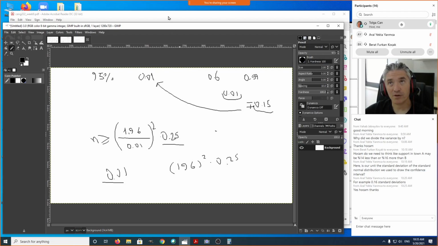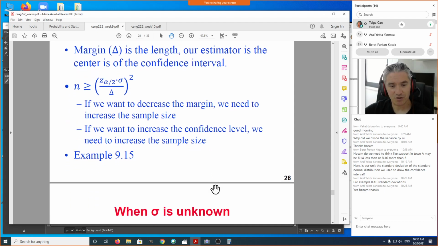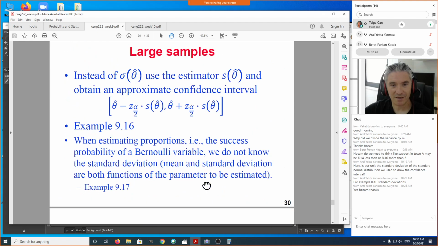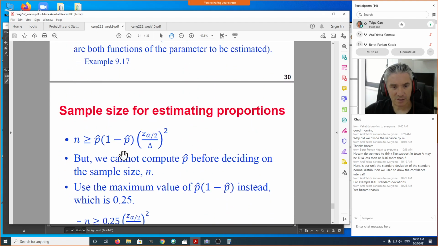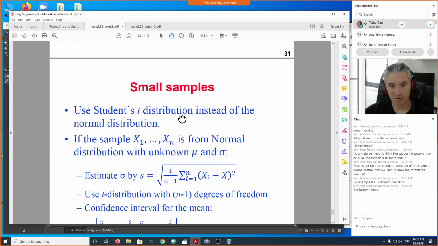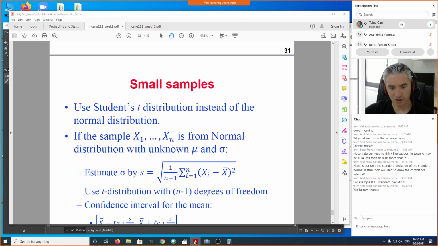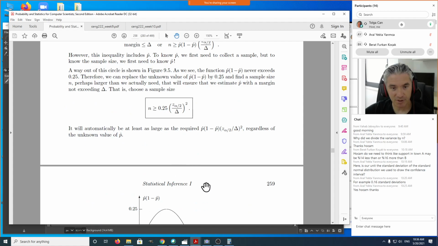So actually, in both of those towns, you have to ask 9,600 people, because that was the common denominator in both cases, right? So therefore we need to ask that many people. This is what we did for proportions, and we use the maximum value of the variance, which is 0.25, to estimate this. Now, before we jump onto small samples, this concludes our discussion on proportions with large samples.